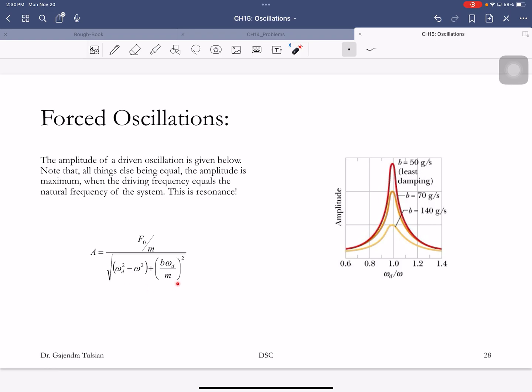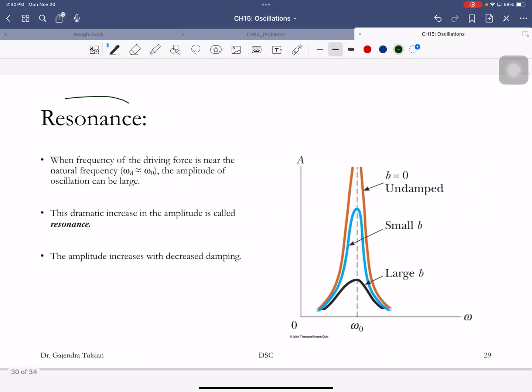Now let's look at this equation carefully. Let's see what happens to the amplitude. If the driving frequency matches the natural frequency of oscillation, this term will be 0. And if there is very little damping, this term will be close to 0, and this amplitude will blow up. So when the driving frequency matches the natural frequency, the amplitude grows up. And that phenomenon is called resonance.